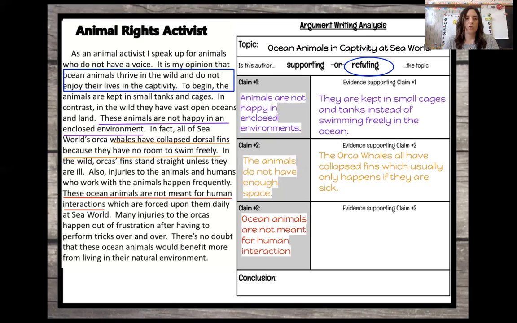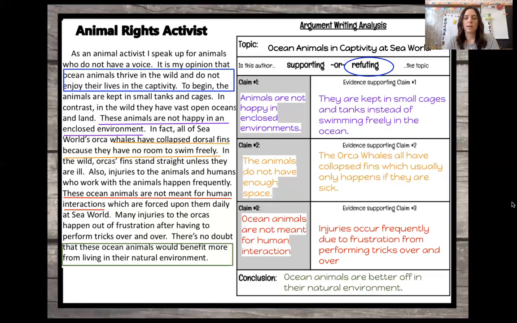Claim number 3, ocean animals are not meant for human interactions. So that seems like an opinion, but then the evidence that the author uses to support this claim is factual, and the author says that injuries occur frequently due to frustration from performing tricks over and over. So the animals get fatigued and they sort of lash out at whoever is training them. So now we can put the author's ultimate conclusion, and this author's conclusion is that ocean animals are better off in their natural environment.